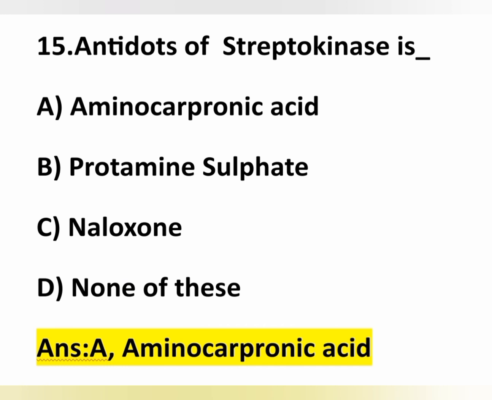Option B, protamine sulfate, is an antidote of heparin. And naloxone is an antidote for opioids. Here, for streptokinase, it is aminocaproic acid.